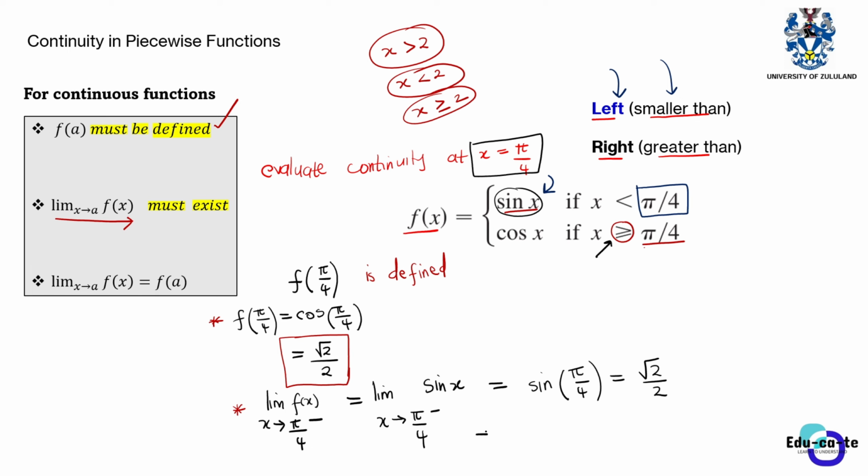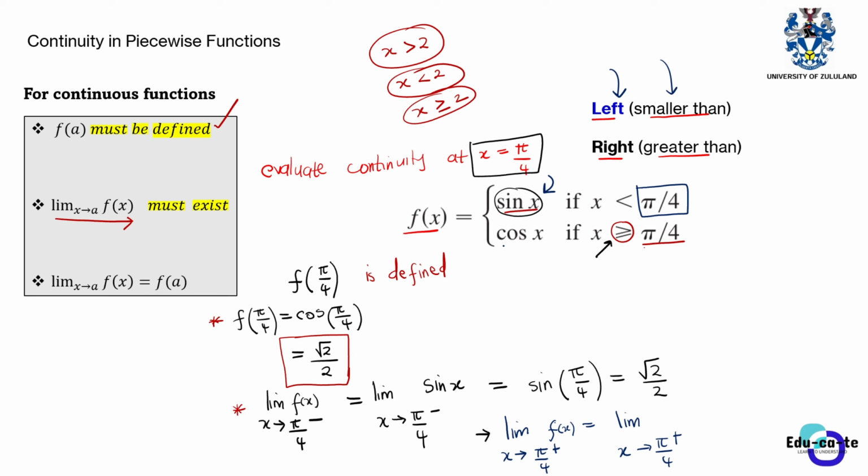What about the limit as you approach from the right? So I'm just going to write it down here and say that this will be the limit as you approach the function from the right. So this is the limit as x approaches pi over 4, but this time from the right, of f of x. This will be equal to the limit as x approaches pi over 4 from the right.